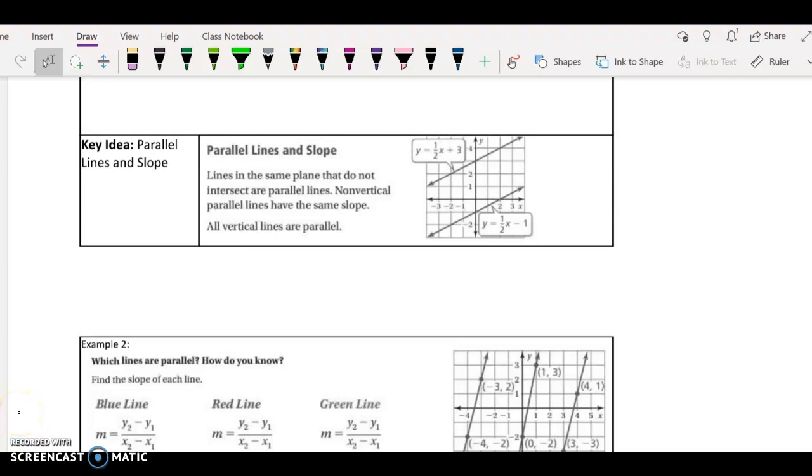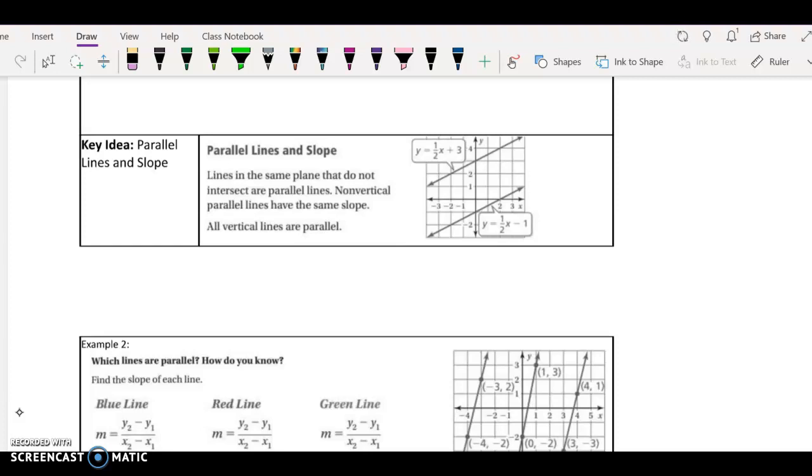All right, so now we're going to look at parallel lines and slope. Lines that are on the same plane that do not intersect are parallel lines. This means no matter how far they continue in both directions, they will never cross. Think of a ladder or railroad tracks. They never will meet. Non-vertical parallel lines have the same slope.